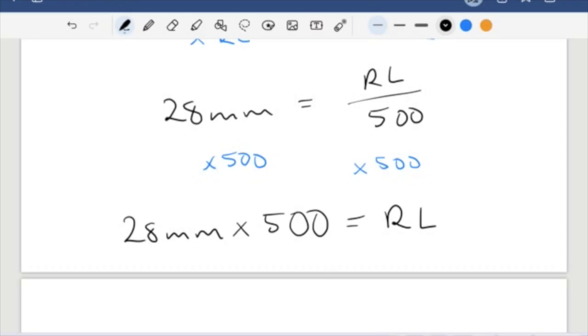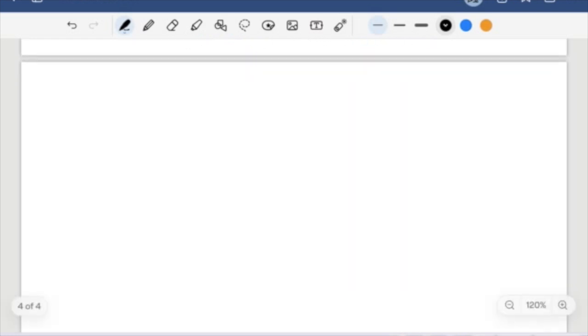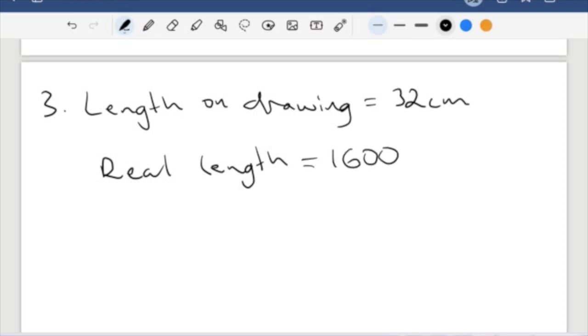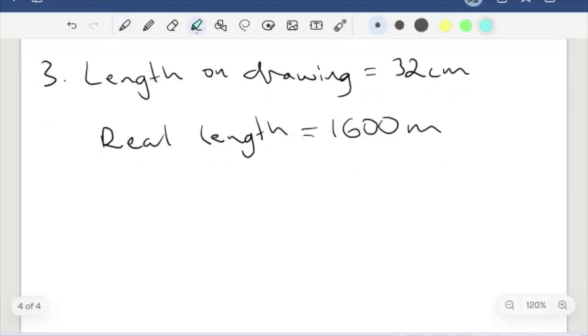Now let's do one more example on a different concept. This is going to be finding the scale on a drawing when given two lengths. So a length of a drawing and a real length. So for example 3, let's say that I have the length on the drawing or model equaling 32 centimeters, and the real length being 1,600 meters.